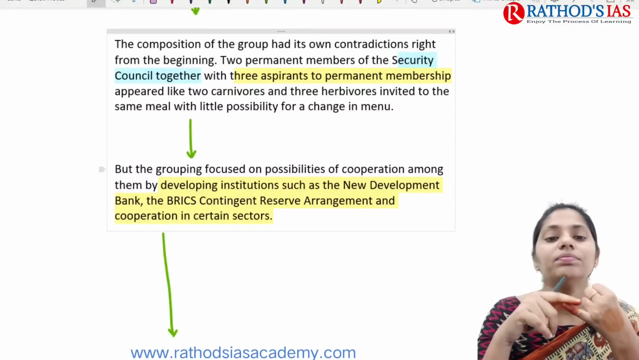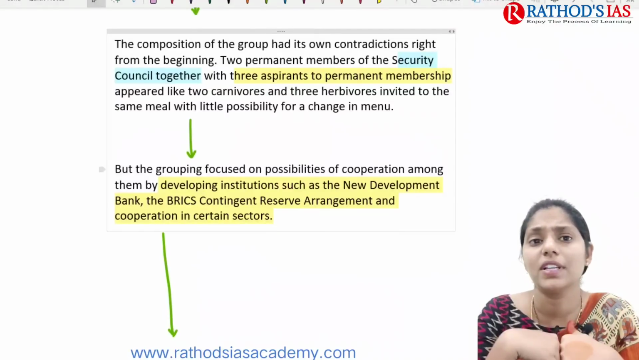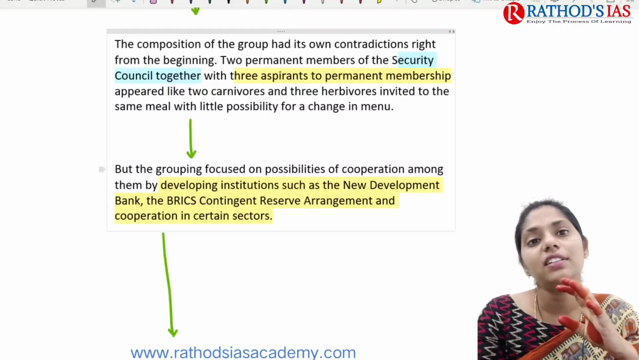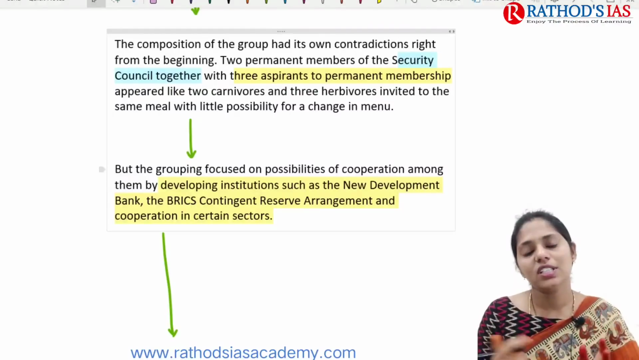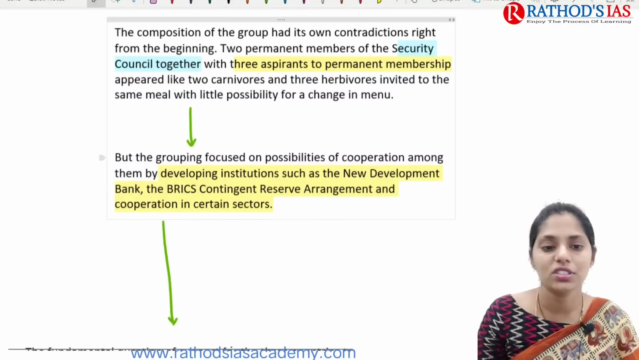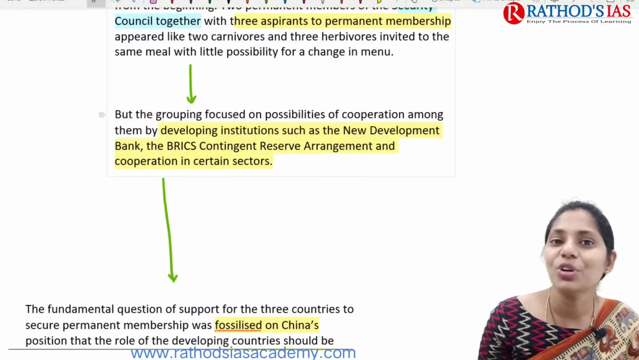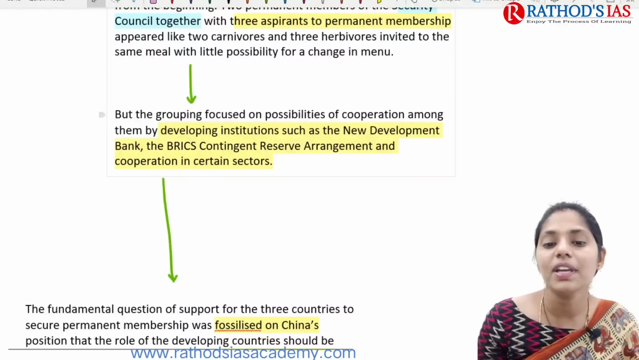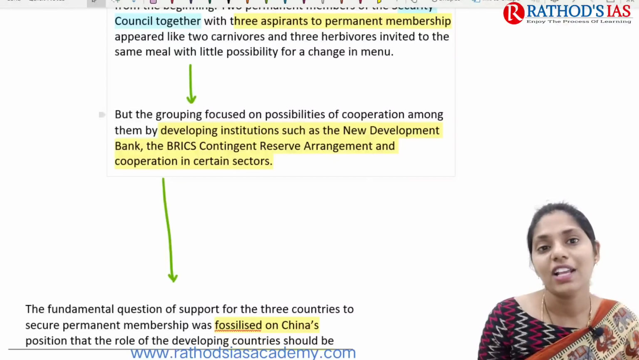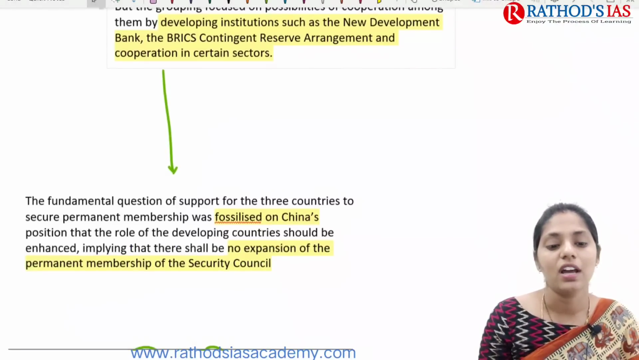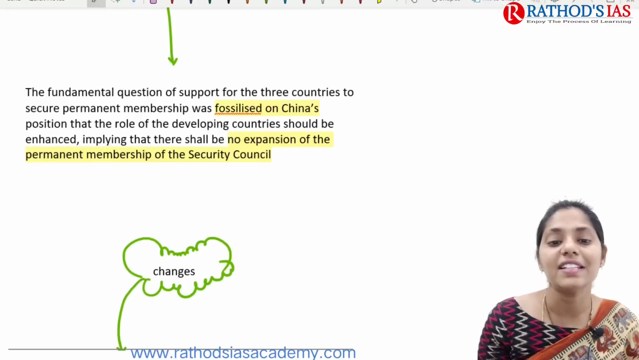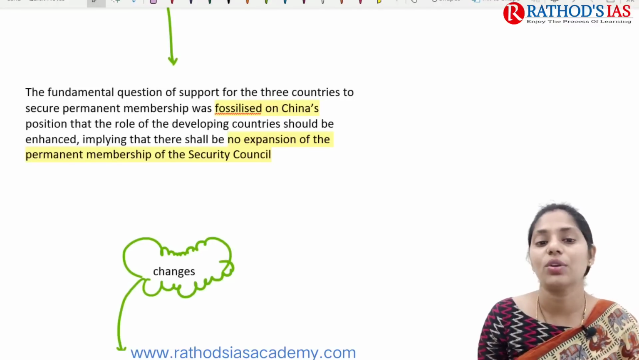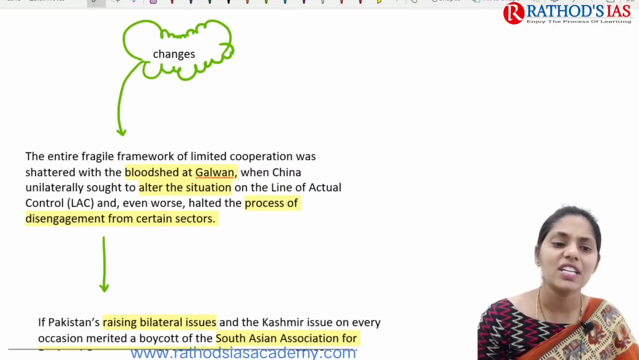First, among the members of BRICS, two are permanent members of the Security Council, China and Russia, and the other three are non-permanent members. So this is a grouping like two carnivores plus three herbivores. This group mainly focuses on possibilities of cooperation among developing institutions, for example the New Development Bank and the BRICS Contingent Reserve Arrangement. But the fundamental question is that China does not want expansion of the United Nations Security Council.